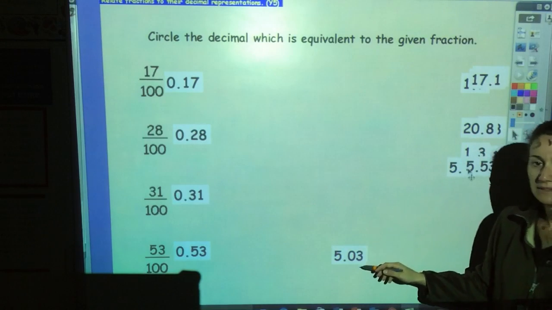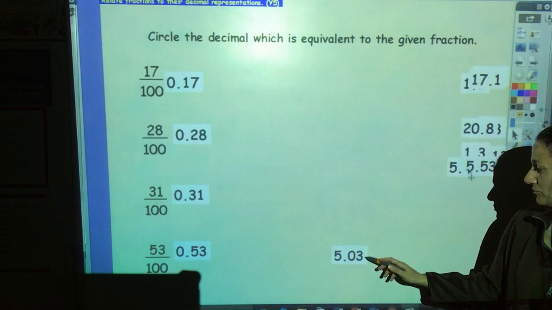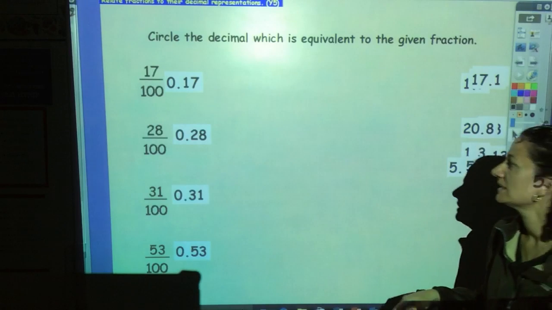And this one, how would you read that? 5 and 3/100. So all of those are different numbers.